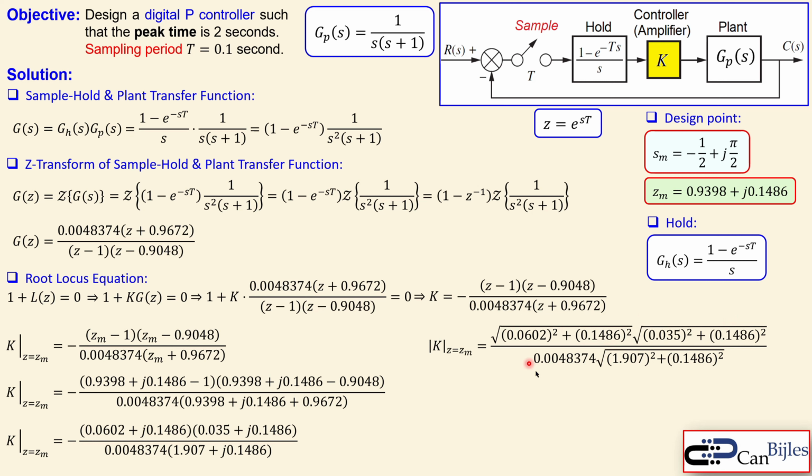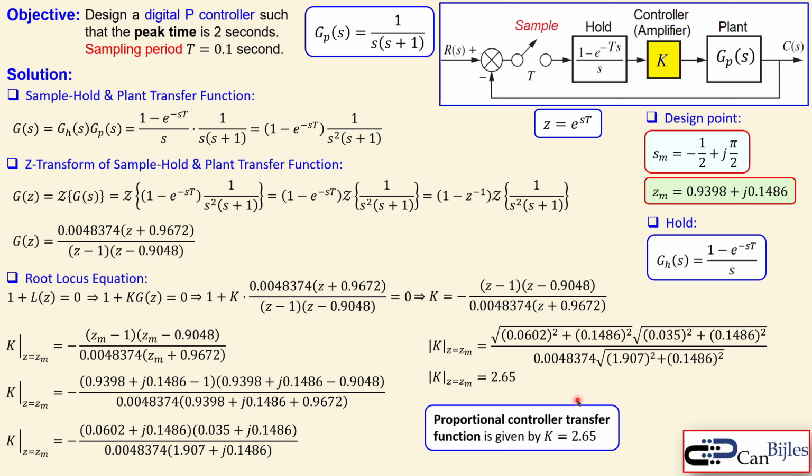You don't have to do the square root operation there. Now, when you calculate that, you get 2.65 for this gain. So using this gain amplifier of 2.65, we'll get our peak time of 2 seconds. That is our design. So our controller, the proportional controller or P controller, transfer function is given by K equals 2.65.